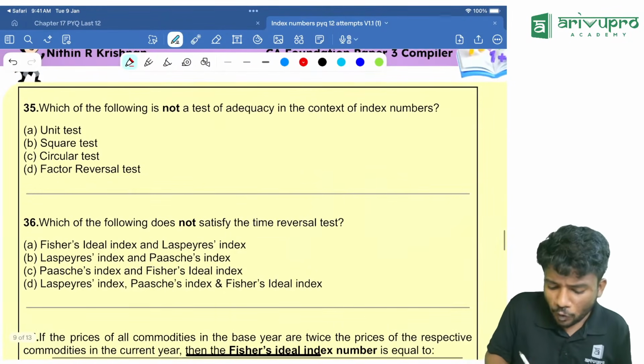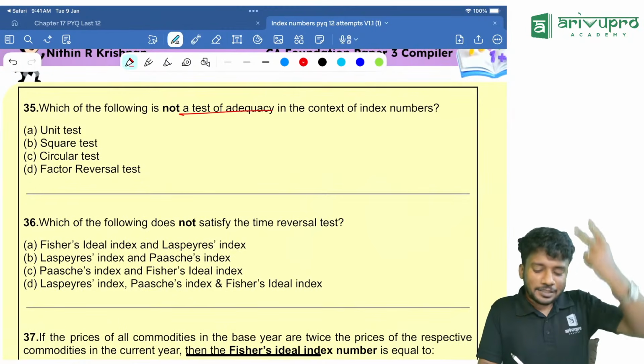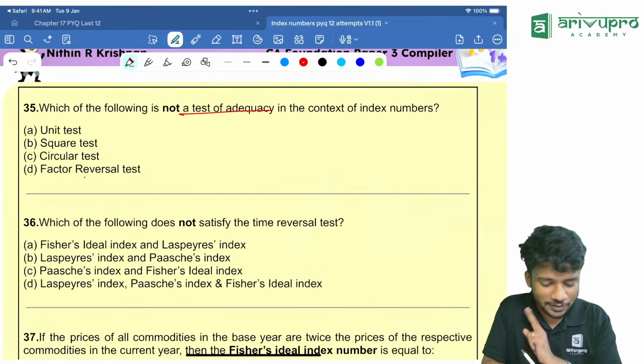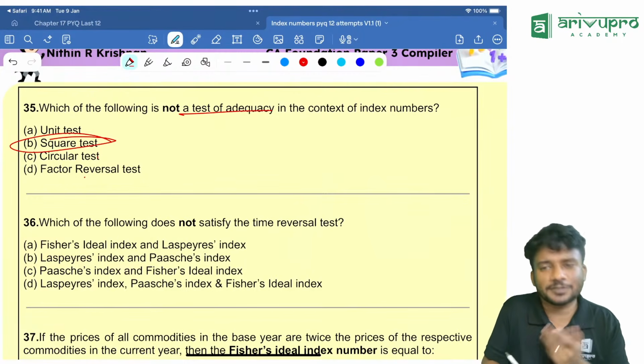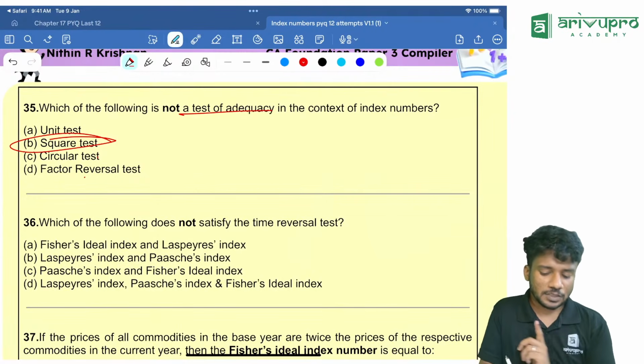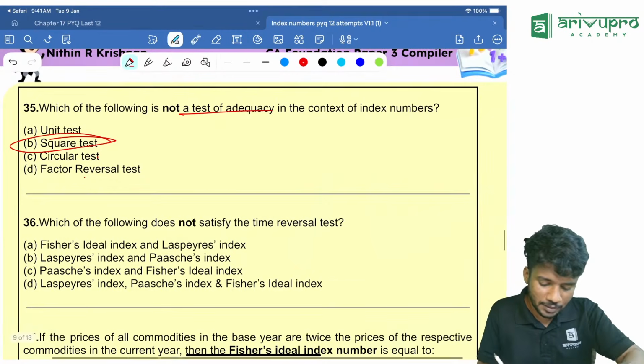Then, which of the following is not a test of adequacy? Unit test, square test, circular test, factor reversal test. We know factor reversal test, we know unit test, we know circular test, square test. What is that square test? There is nothing like that. So that means that is not a test of adequacy or consistency. Option B is your answer.